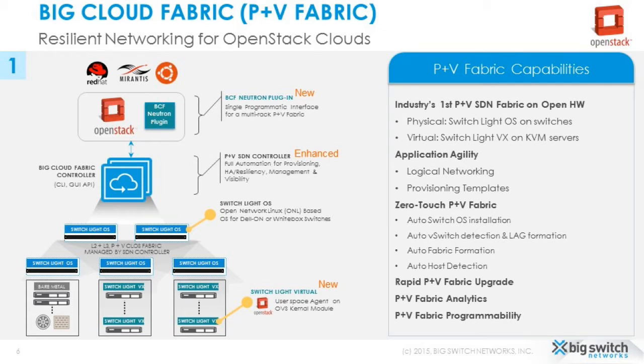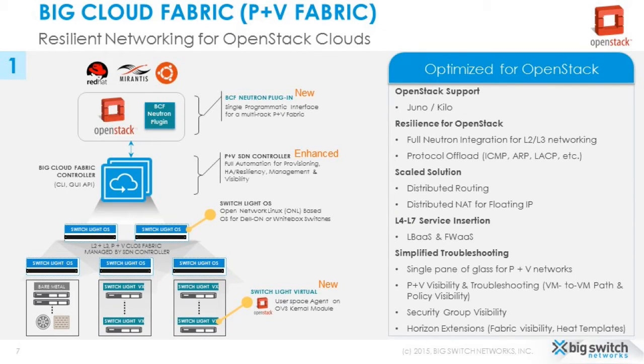Well, we will not go into detail on any of these features. Today's focus is on the additional benefit that P+V Fabric brings on top of P-Fabric. OpenStack is a primary use case for the Big Cloud Fabric P+V solution. P+V Fabric solution supports both OpenStack Juno and Kilo releases. Also, it supports key OpenStack distros such as Red Hat, Mirantis, and Canonical, providing choice to customers for their deployment.